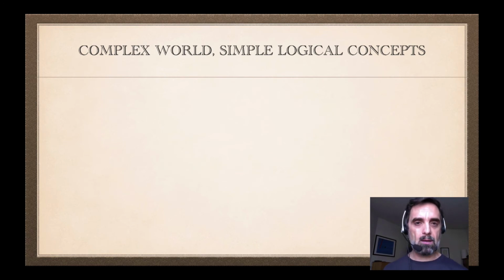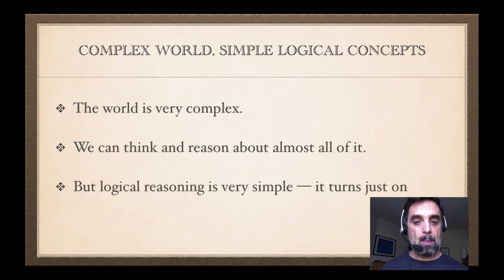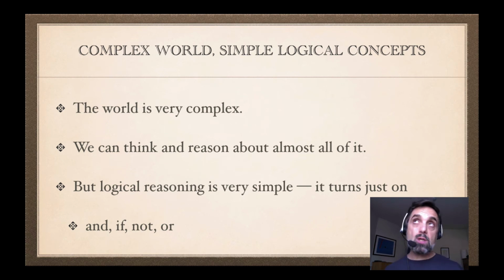Now, the world is complicated, as I think you know by now, and we can think and reason about almost all of it. Certainly any part that you encounter, you've been able to think about and reason about. And you might think that would make logical reasoning really complicated. And some reasoning is really complicated. But logical reasoning, the reasoning that involves validity, as it turns out, is really simple. It turns on just some basic concepts, our understanding of and, if, and not, and or. And if you understand those concepts, you can do a huge amount of logical reasoning. And you do understand those concepts. And that makes a lot of logical reasoning really simple, because it involves just these concepts.